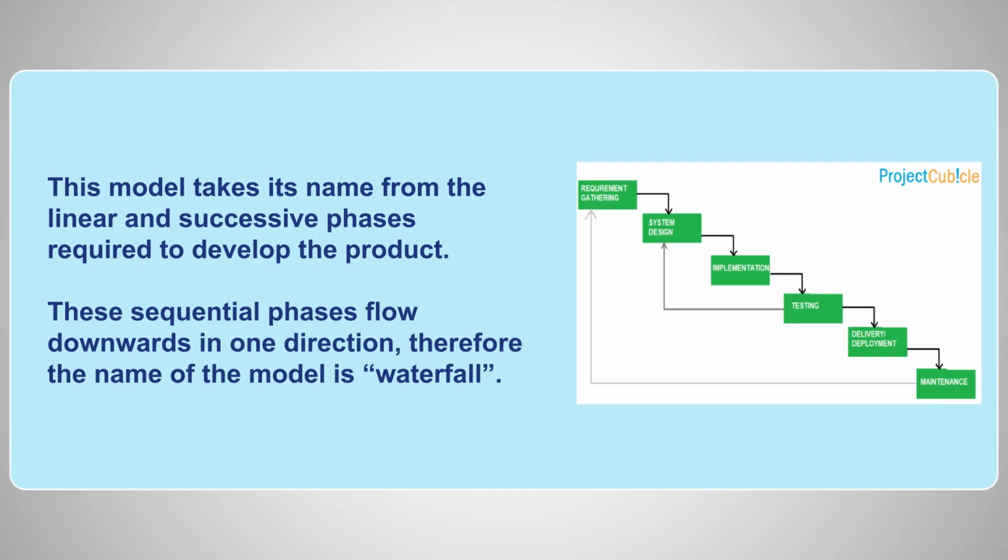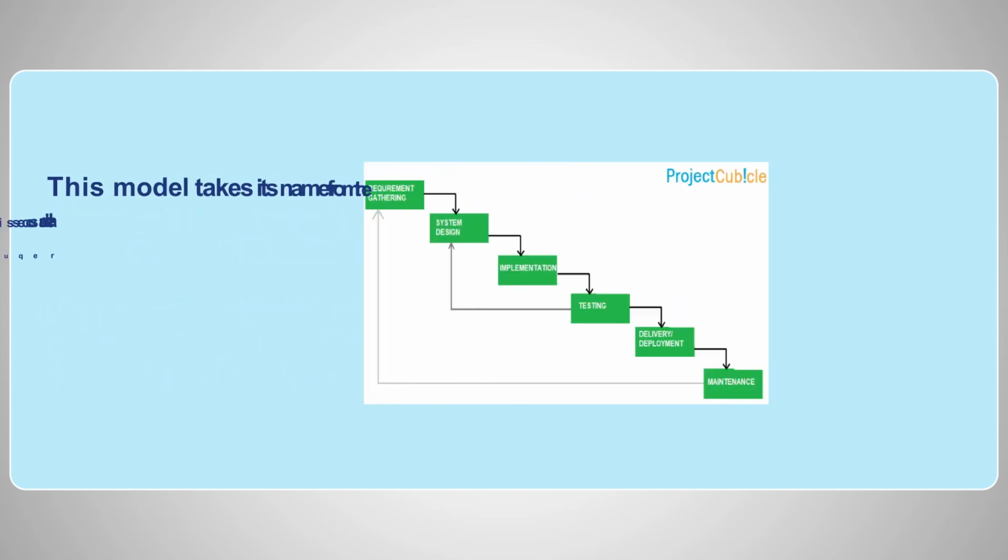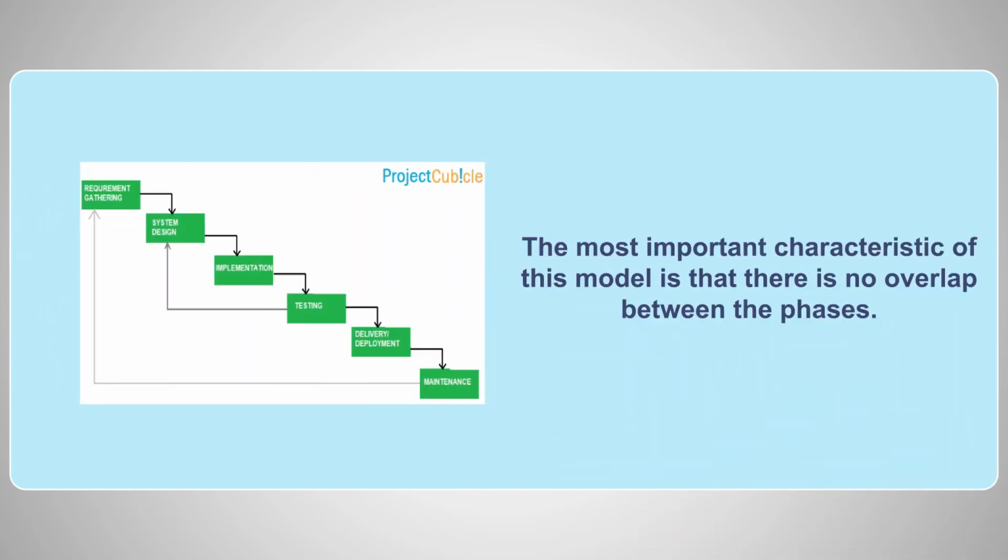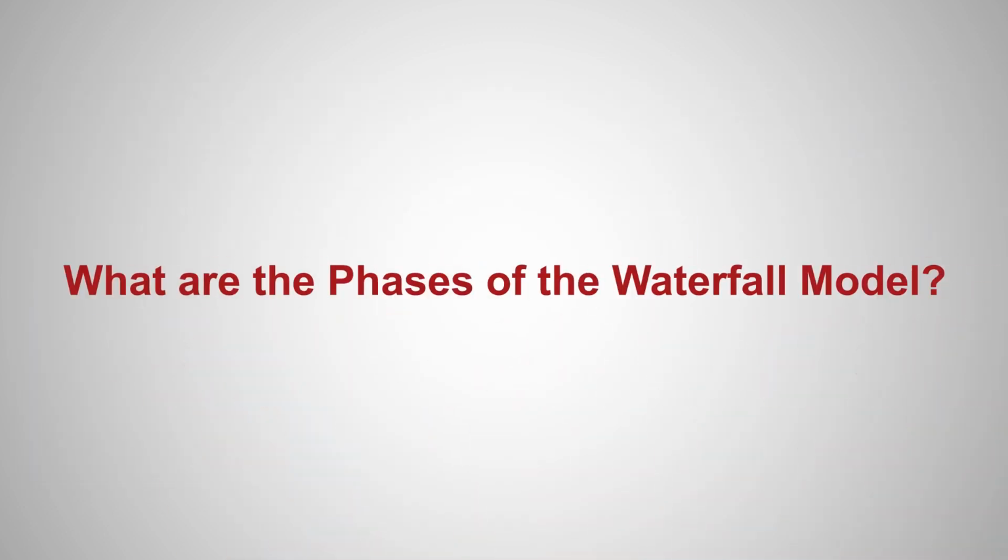This model takes its name from the linear and successive phases required to develop the product. These sequential phases flow downwards in one direction, therefore the name of the model is Waterfall. The most important characteristic of this model is that there is no overlap between the phases. What are the phases of the Waterfall model?